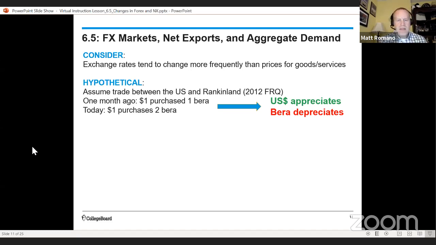But how do we apply that to net exports? And this, for some students, is sometimes counterintuitive. We have to consider, in the case of the United States, how would an appreciating dollar affect net exports? And in the case of Rankin Land, how would a depreciating birra affect their net exports? So again, let's apply it to the purchase of a good. And for a good in this case, I took just boxes of chocolates.